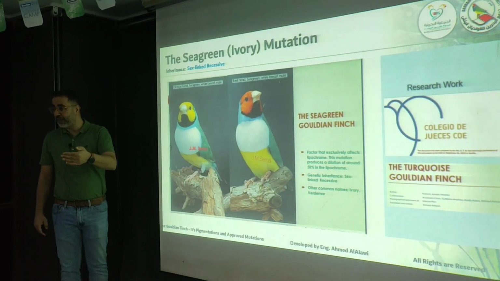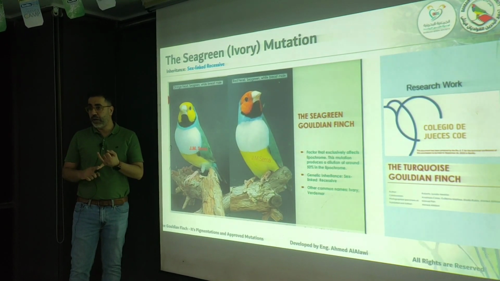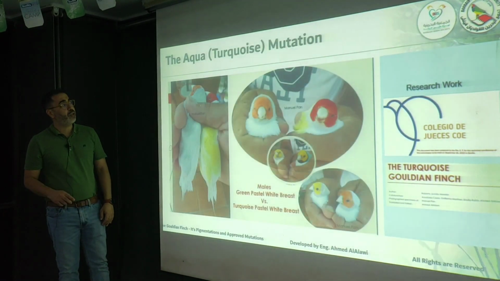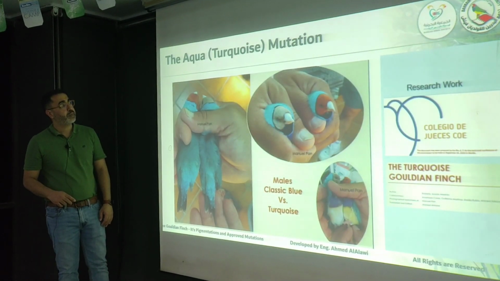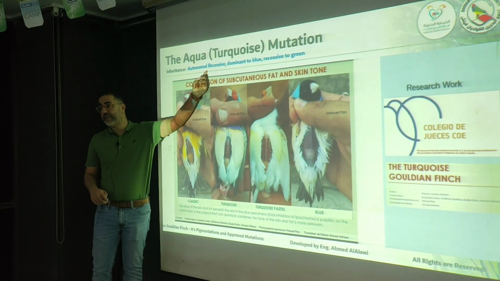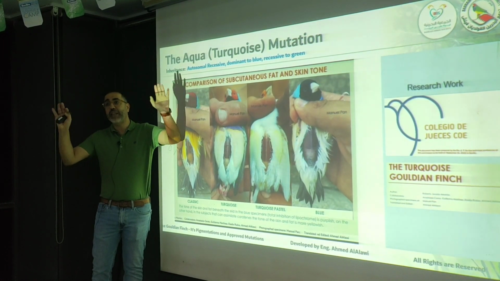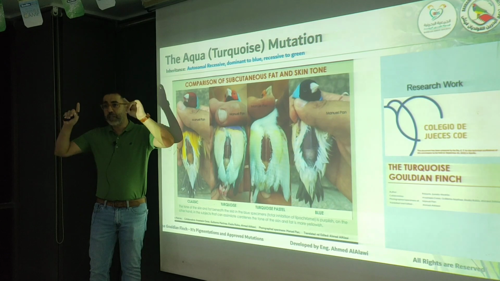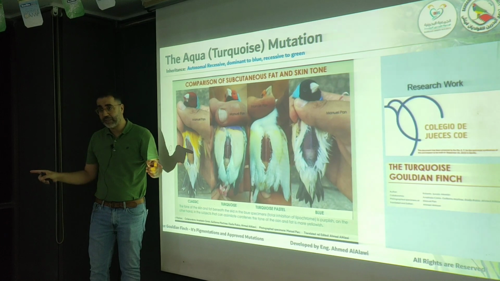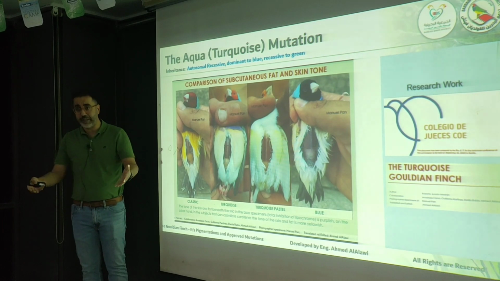Now, we talk sea green or ivory. So, aqua, also known as turquoise. What is important for you to remember? This is the secret. Autosomal recessive, just like the blue. It must be visible in both parents for it to be visible in the chicks. Autosomal recessive. This is what took me maybe 1 year to understand by actually breeding.